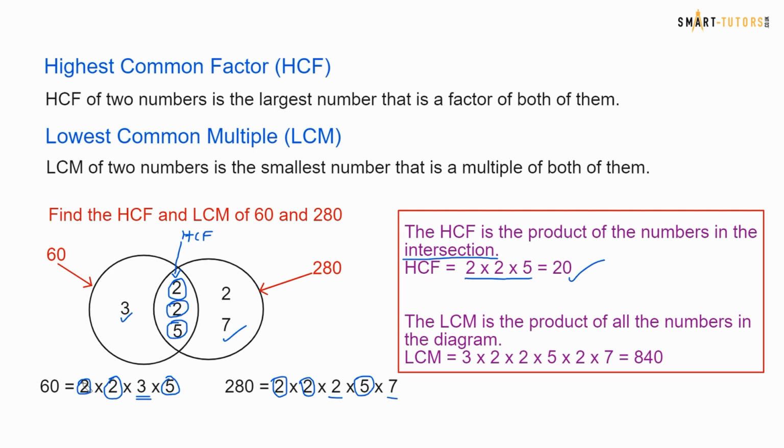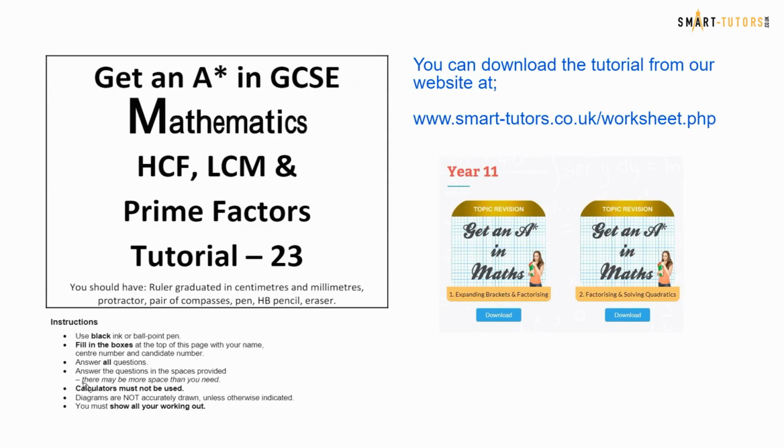The LCM is the product of all the numbers in the diagram. That means you need to multiply 3, 2, 2, 5, 2, 7. If you multiply everything together, you get the lowest common multiple. That is the theory behind this topic. Let's look at some questions.